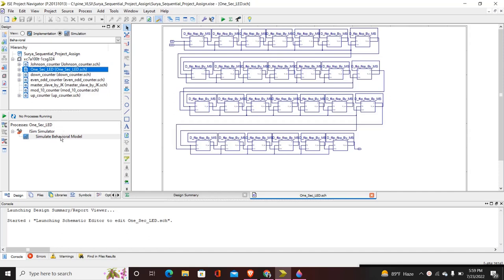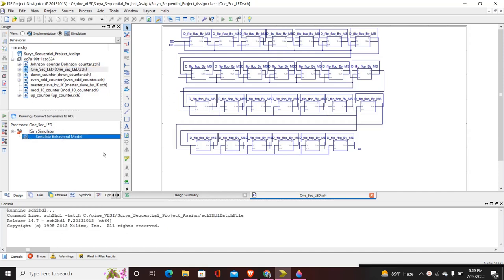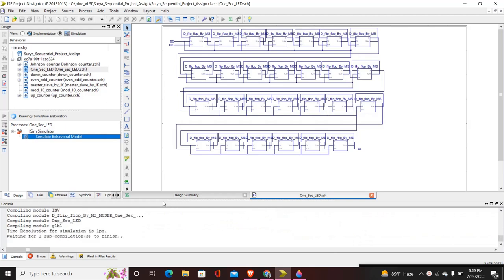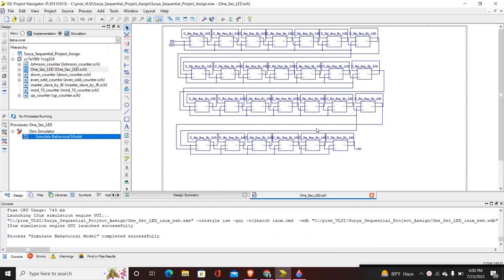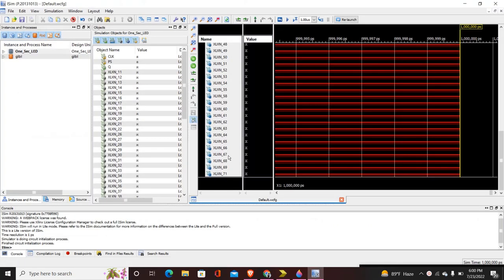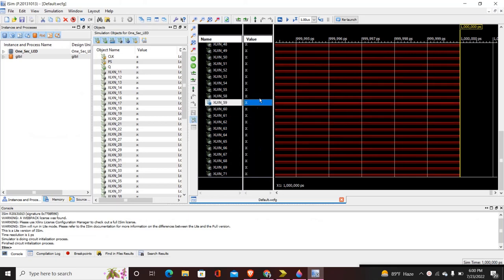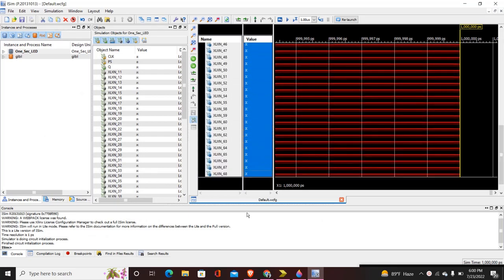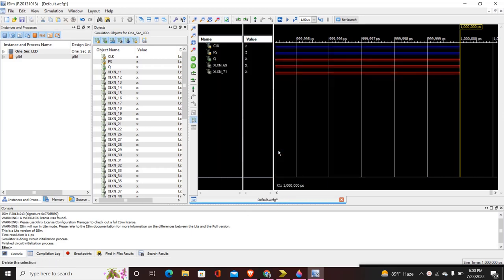So I just simulate this. Okay, I'll clarify some points for you. It takes a short duration, approximately 5 to 6 minutes. It is the middle part of our circuit. So you can see this input.